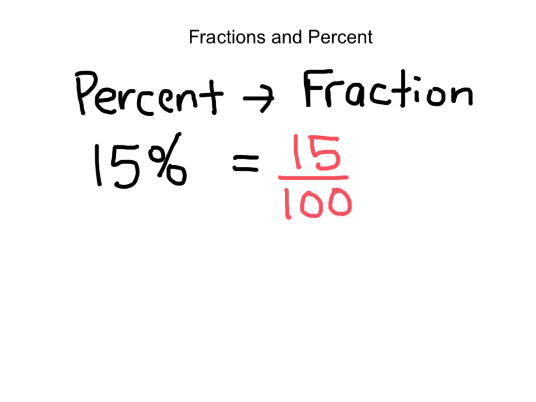And so there we've changed our percent to a fraction. And of course, whenever we write fractions, we always want to write them in lowest terms. So 15 over 100 can be reduced. We can divide out a 5 out of 15 and a 5 out of 100. So this would reduce to the fraction 3/20 in lowest terms.